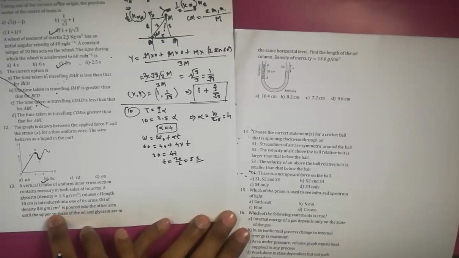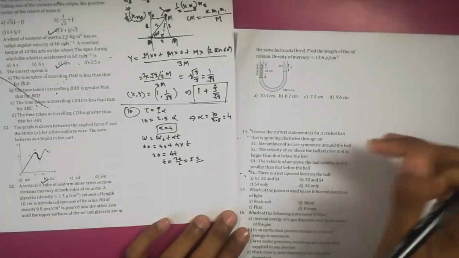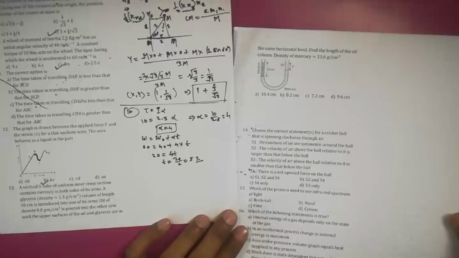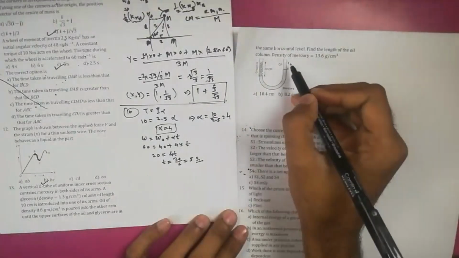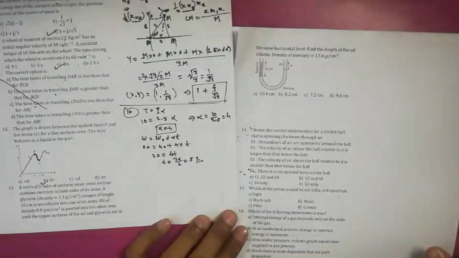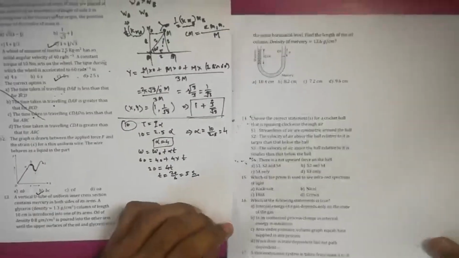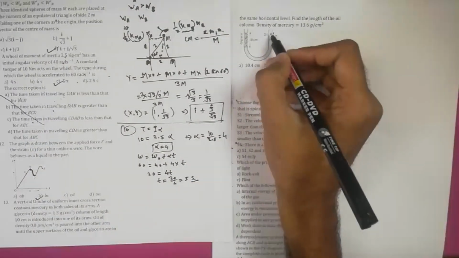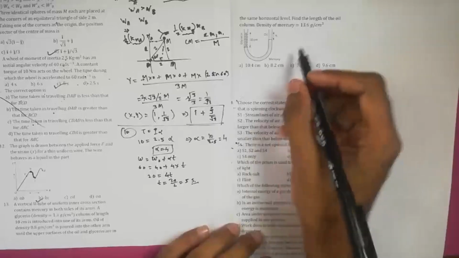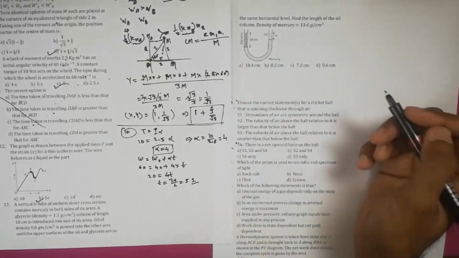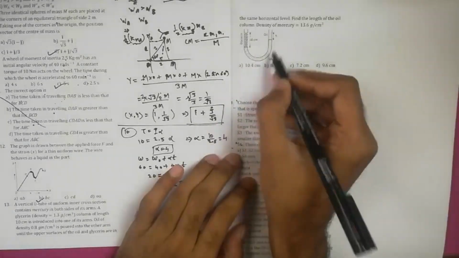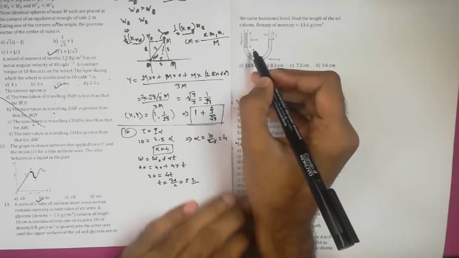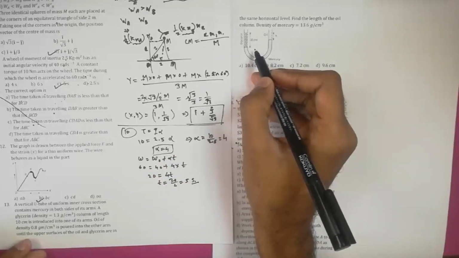So we need to find out h. The density of mercury is given, so the density of each of the materials is given. If you have glycerine on this side and oil on this side, we need to find out the length of the oil, this height. In the U-tube, the liquid filled is mercury. Glycerine is on one arm, oil of the given density is poured into the other arm, and mercury is at the bottom.